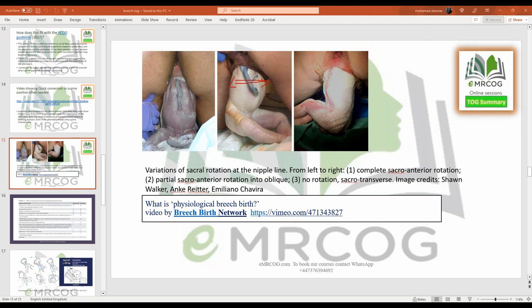This is the nipple line, and I'm going to explain that if the rotation does not happen when the baby reaches the nipple line, that means there is a delay in the rotation and we need to help. So I'm going with you one by one, trying to understand the normal physiological breech and what intervention we will do. The intervention is how to help this normal process to happen, but at the end of the day, it's normal. It's not something that happens by our intervention.